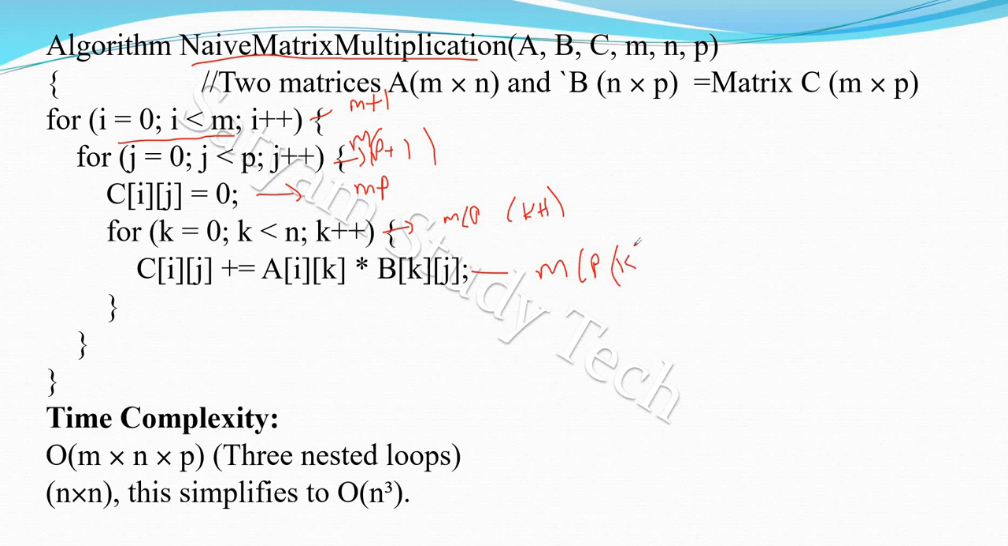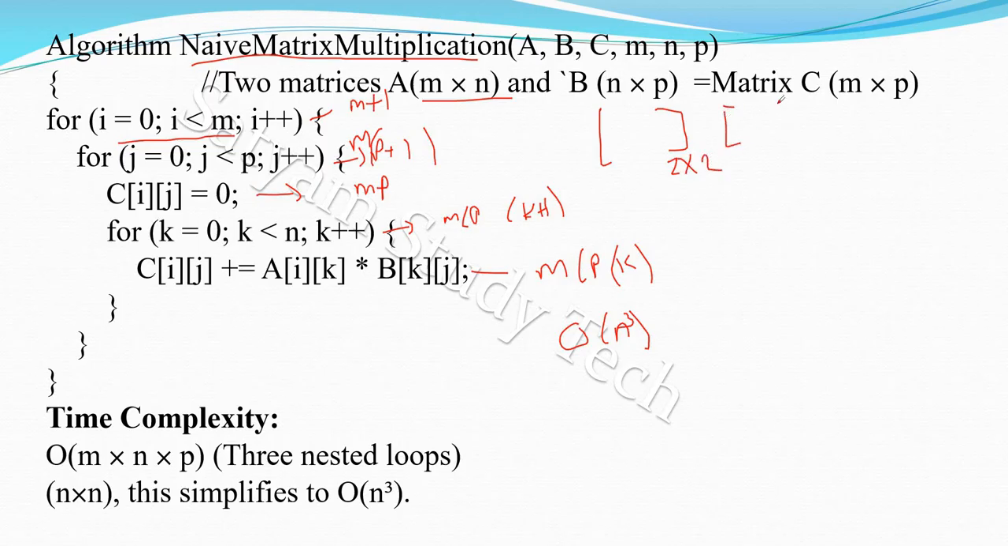So m into p into k, for example if m, p, k are equal, then it simplifies to big O of n cube. The time complexity is big O of n cube. Now, for example, this is matrix A, it is m by n, that is a 2 by 2 matrix. Here it is a 2 by 2 matrix.